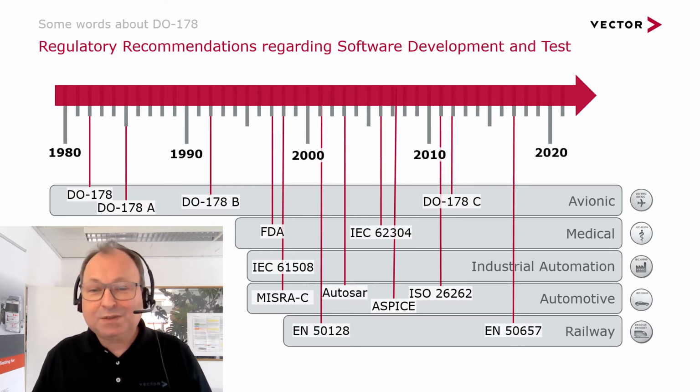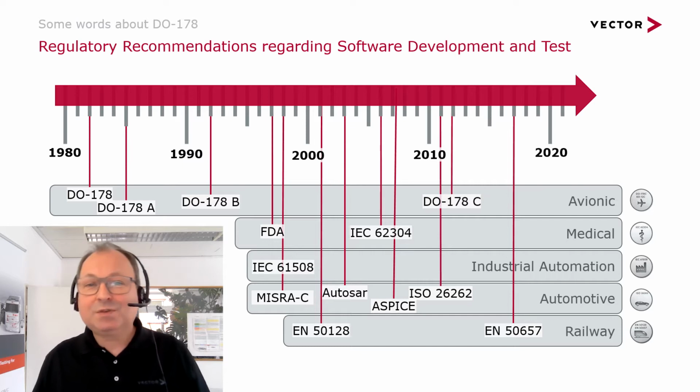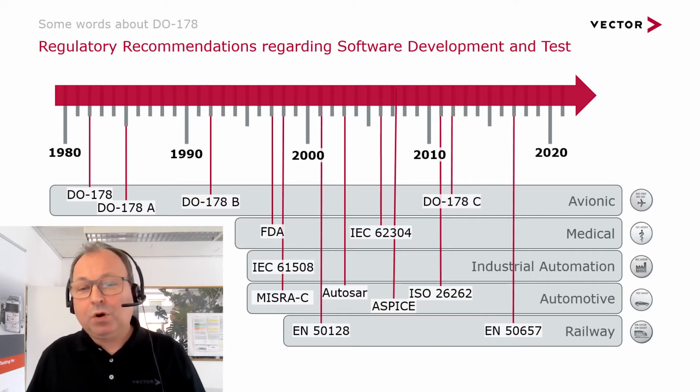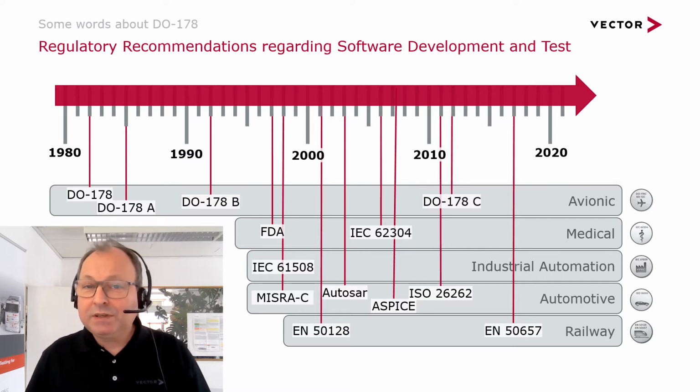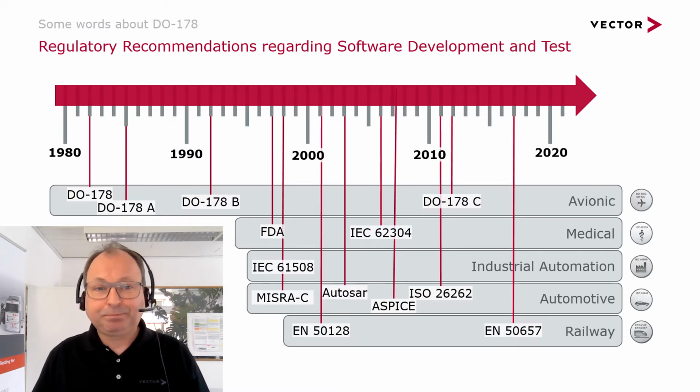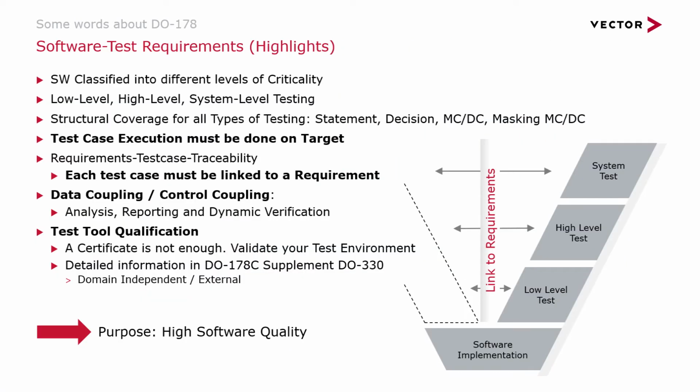because as we see that software develops in other industries, becomes more complex, takes more safety critical functionality, more responsibility taken by software, we will expect a higher level of requirements regarding software quality and software test. So when we look at the DO-178, there are many things that are similar to other industries, like, for example, classifying the software into different levels of criticality, having different levels of testing, like low level, high level, or system level testing, measuring code coverage.